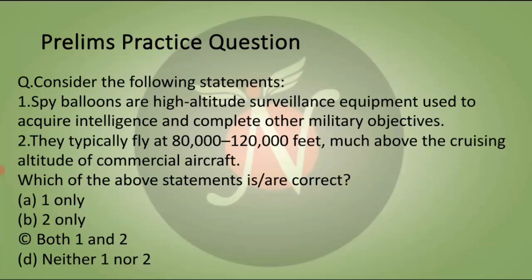Now we will come to our today's prelims practice question. Consider the following statements. One, spy balloons are high altitude surveillance equipment used to acquire intelligence and complete other military objectives. Two, they typically fly at 80,000 to 120,000 feet, much above the cruising altitude of commercial airlines. Which of the following statements are correct? I hope you all know the answer. Try to type it in the comment section given below.